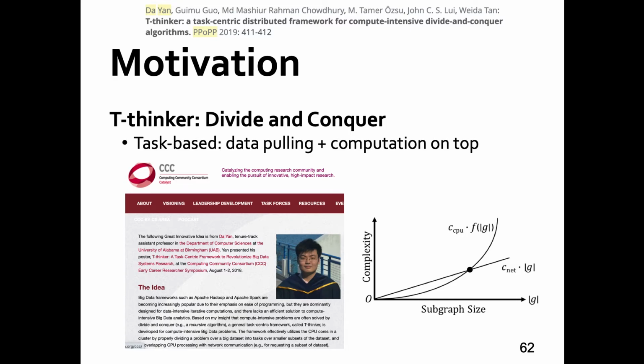So, if the data needed by a task is large enough, the linear cost of fetching data into a local machine is well offset by the subsequent compute-intensive mining of the fetched data. And the concurrent execution of multiple tasks can hide the communication latency.